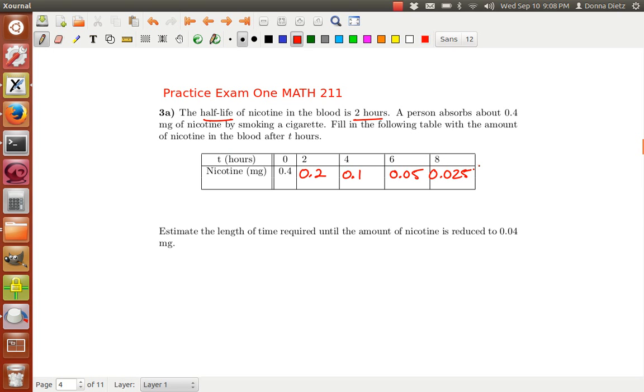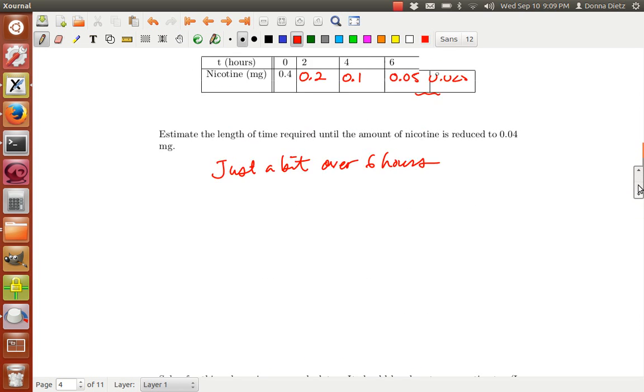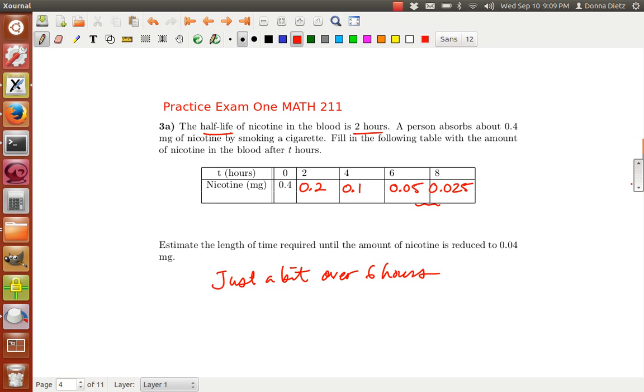Estimate the length of time until nicotine is reduced to 0.04. So it's somewhere between 6 and 8. I would say just a bit over 6 hours. That's what I mean by estimate. And then the next question, I'm going to ask you to do it out longhand and actually come up with the model and do all the mathy stuff.